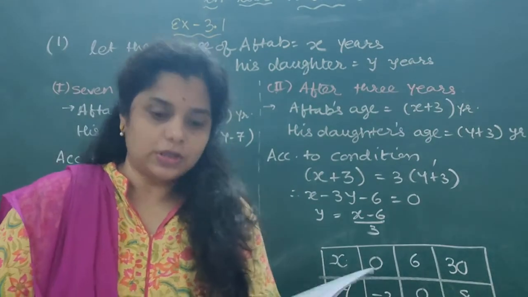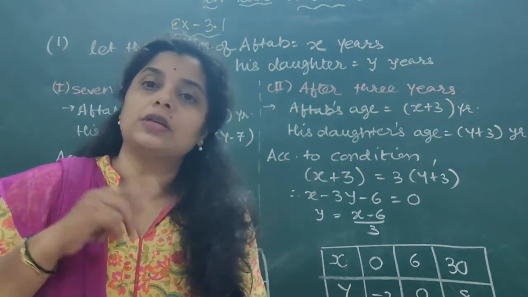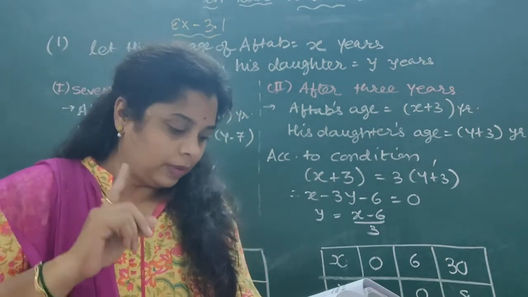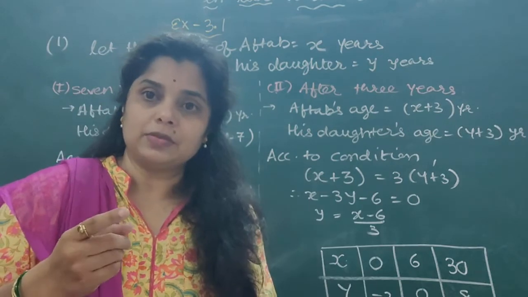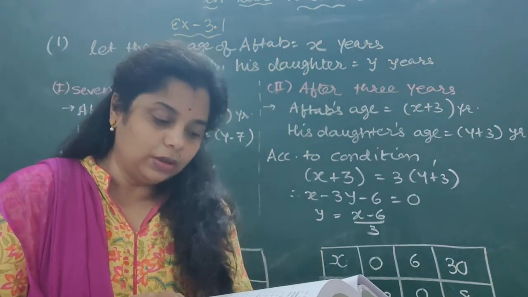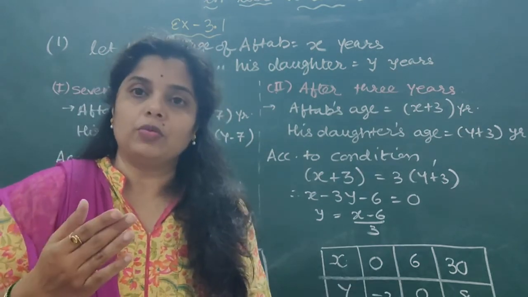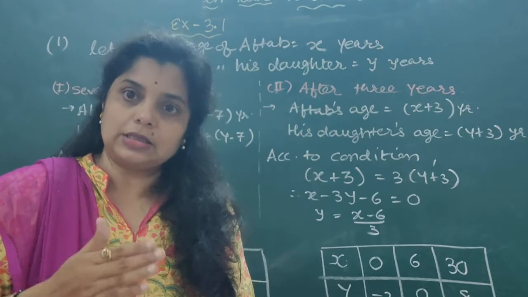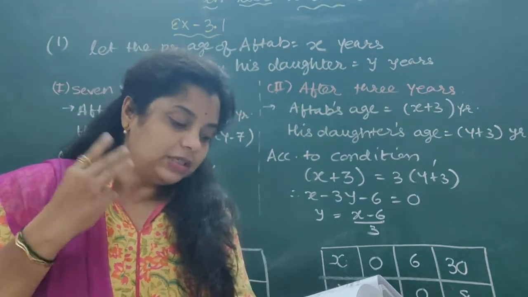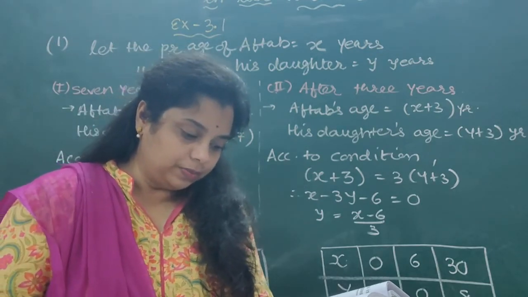Now the first question is: Aftab tells his daughter that 7 years ago, it means 7 saal pehle, we have to do subtraction. I was 7 times, means multiple, 7 times as old as you were then. Also 3 years from now, means after 3 years, aaj se 3 saal baad, means we have to do addition. I shall be 3 times as old as you will.